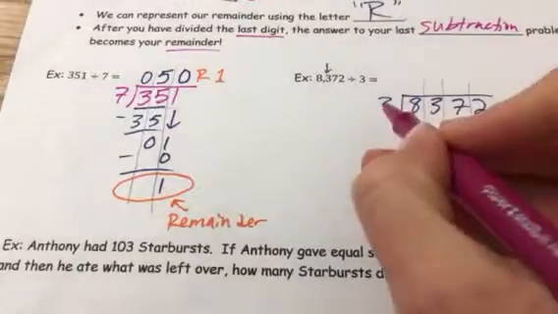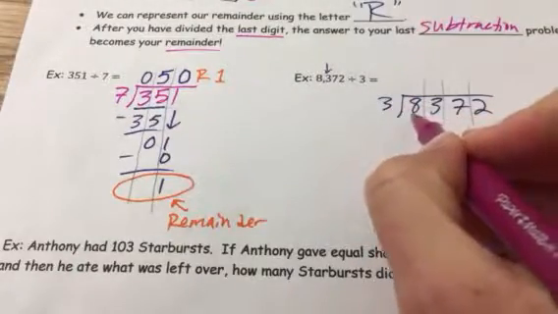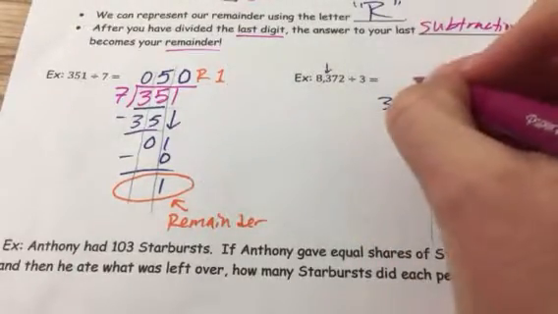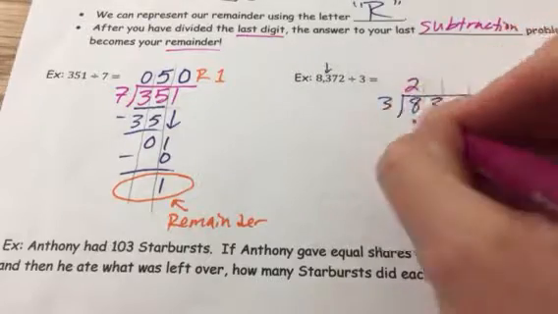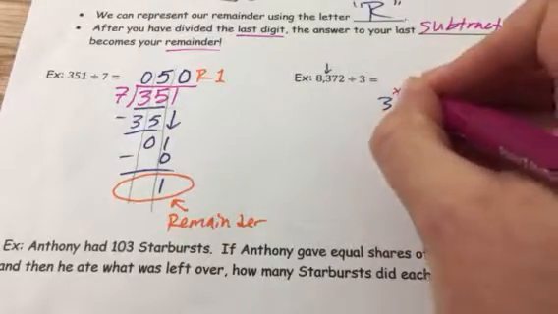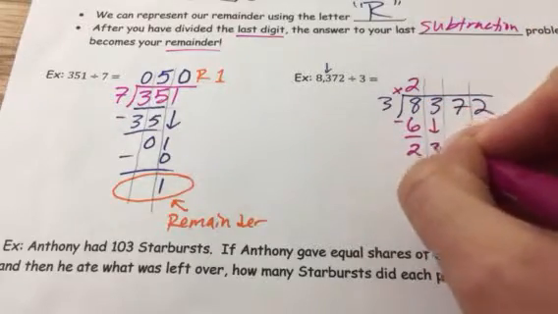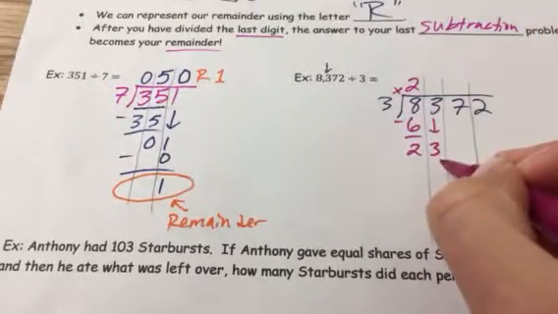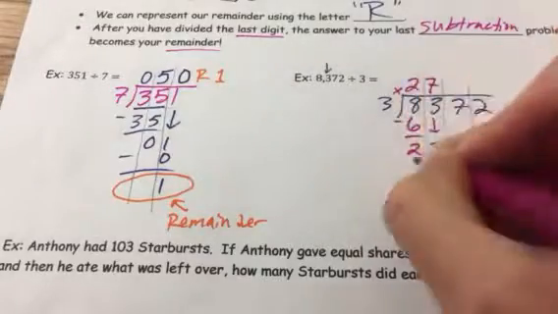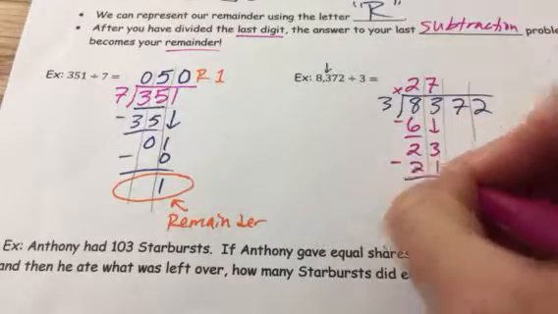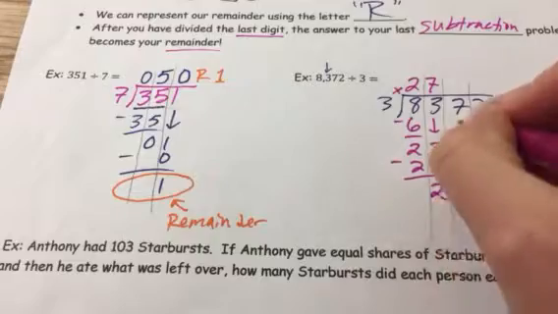Let's begin. We're going to look at this biggest digit over here. 3 goes into 8 2 whole times. 3 times 2 is 6. I subtract. 2 is left over. I bring down the 3. 3 goes into 23 7 whole times. 3 times 7 is 21. I subtract. I get 2.